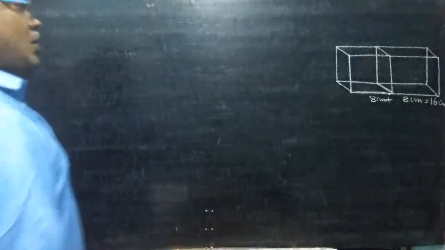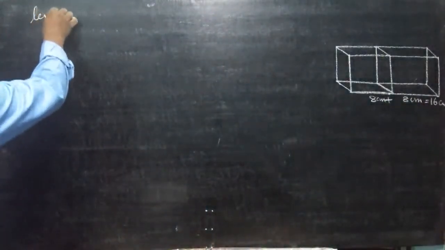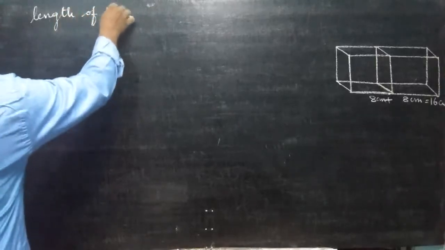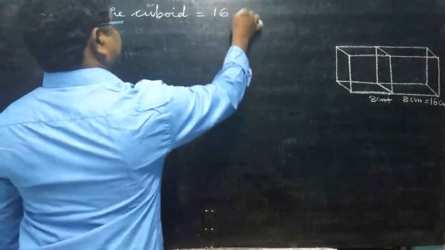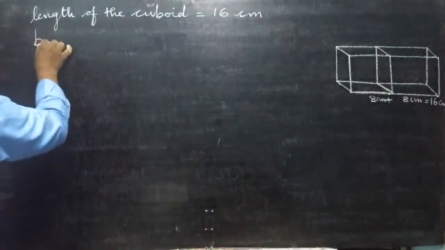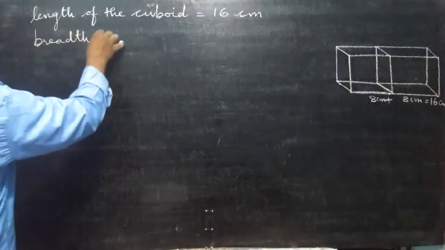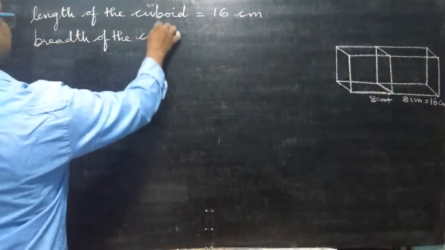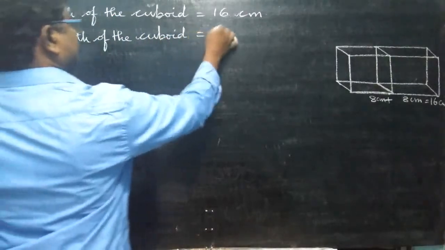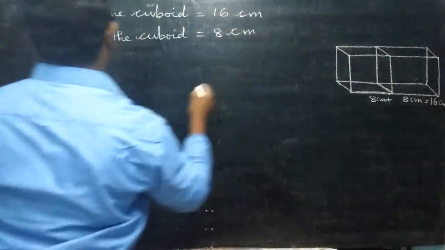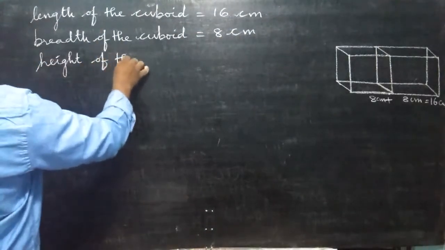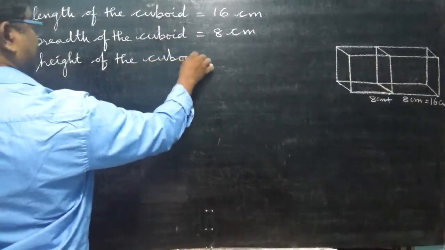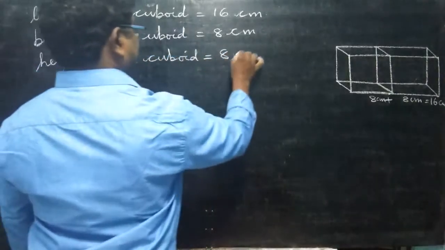Now these two cubes joined became a cuboid. Length of the cuboid is equal to 16 centimeters. Breadth of the cuboid is equal to, breadth will not change, 8 centimeters. Height of the cuboid, this also will not change, only the length will be changing, 8 centimeters.